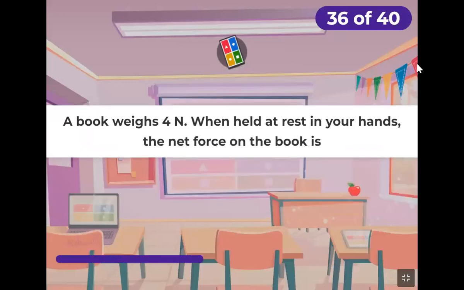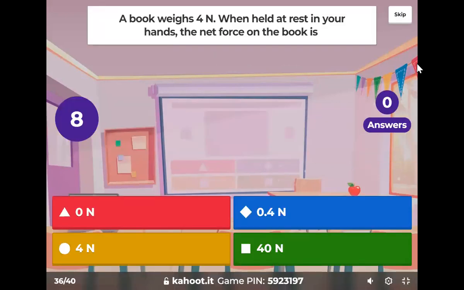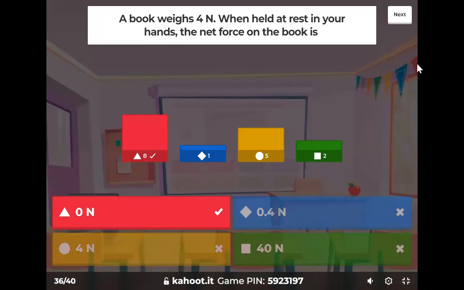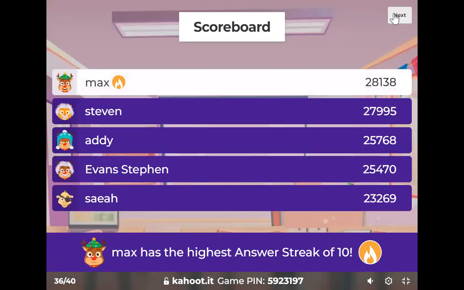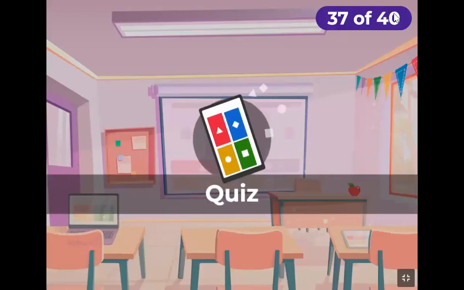Book weighs 4 newtons. When held at rest in your hands, the net force is... What's the net force of anything at rest? 0. If you draw a free body diagram on the book, you say, okay, I've got 4 newtons downward, the weight, and 4 newtons upward, the force from your hands. It zeroes out. So the net force is 0, acceleration is 0. Anything at rest has 0 net force because that's a type of equilibrium, maybe the most obvious type of equilibrium.